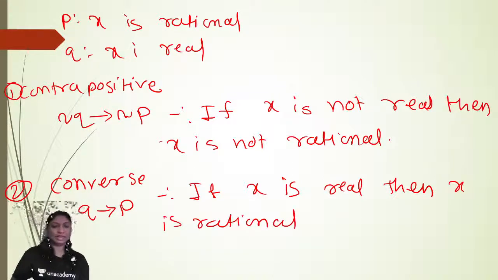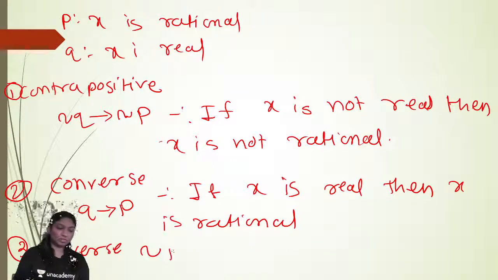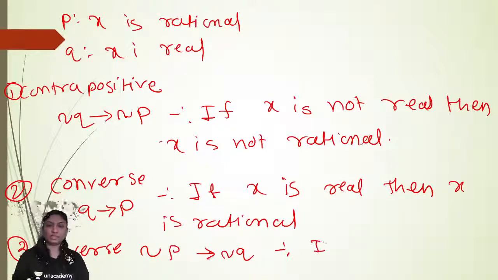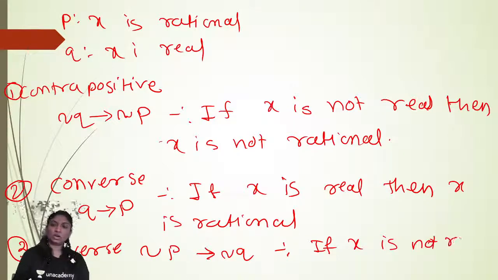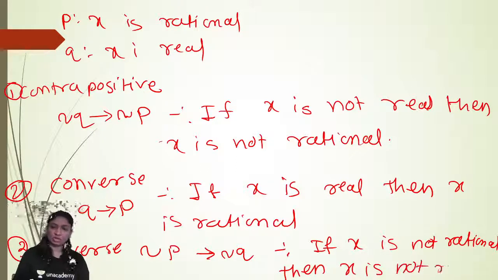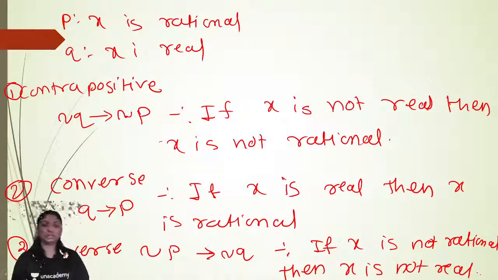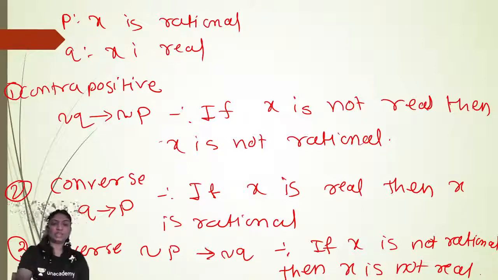Right? Then we can write inverse, third. Negation of P implies negation of Q. So it means if X is not rational, then X is not real. If X is not rational, then X is not real. This is your converse, contrapositive and inverse of the given statement. Okay. Now you can write one more statement here.